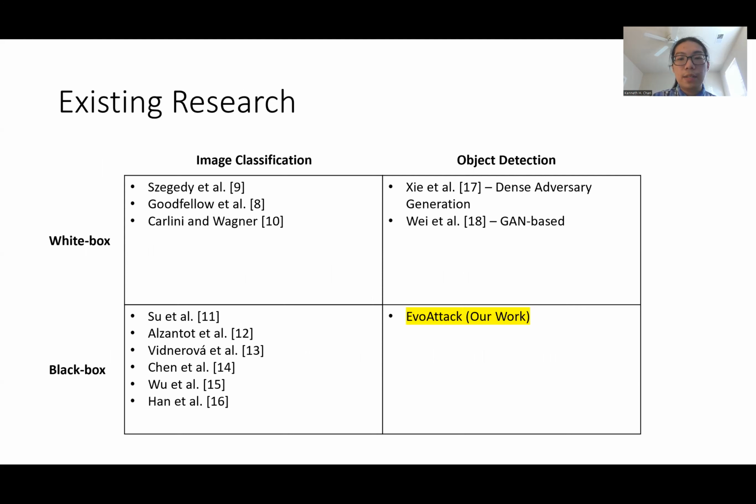Existing research has addressed mostly image classification. Szegedy et al., Goodfellow et al., Carlini and Wagner have really pioneered the work of adversarial examples, but they focus on image classification and white box attacks. These attacks analyze the gradient information of the model and introduce perturbation that will most likely lead to mispredictions. Since then, a number of researchers have explored black box and evolutionary search-based attacks for image classification.